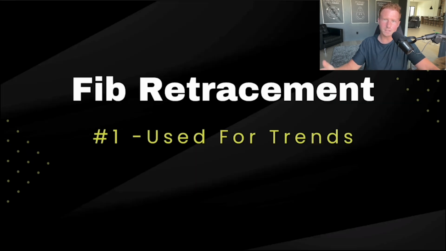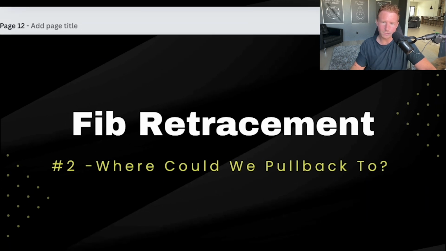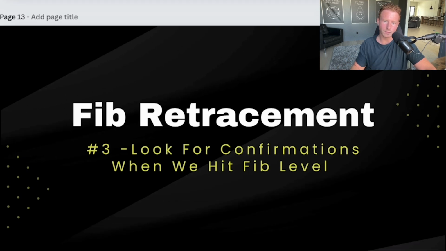So anyways, guys, I've just been playing around with the fib retracements the past week or so. Like I said, I've touched on them before, but I didn't understand how and why they worked, right? What they're actually used for. Like I said, they're used for trends. They give you an estimate of where we could pull back to. Then from there, we want to look for confirmations when we test that fib level. So anyways, guys, hope this video was helpful for you to understand how and why fib levels work and what they're actually used for.